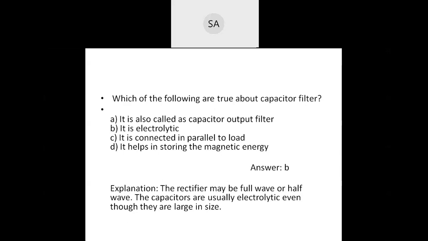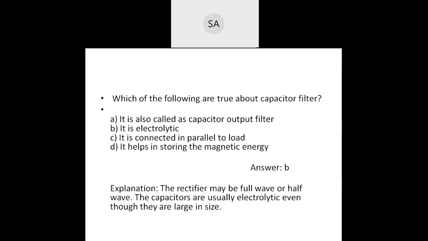The rectifier may be a full wave or half wave rectifier. Whatever the type of rectifier, the capacitors are usually electrolytic, even though they are large in size. So if the capacitor size is large, the capacitor connected at the output of the rectifier is an electrolytic capacitor.